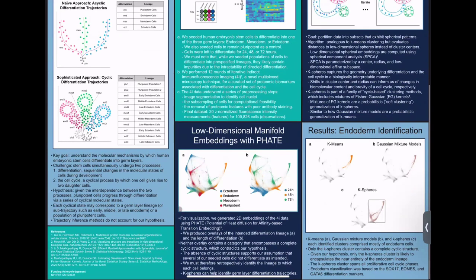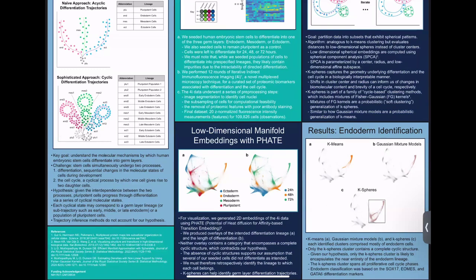PHATE, spelled P-H-A-T-E, stands for Potential of Heat Diffusion for Affinity-Based Transition Embedding, and it is a relatively new manifold estimation technique that provides an accurate denoised representation of both the local and global structure of a data set in the required dimensionality without imposing any strong assumptions on the structure of the data.